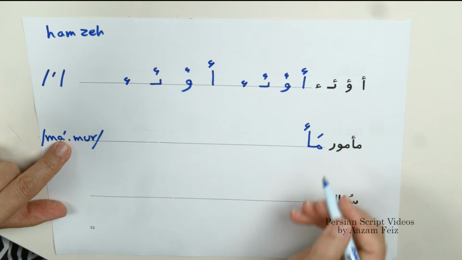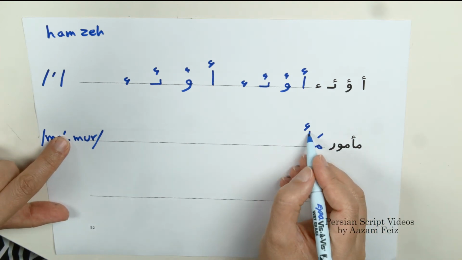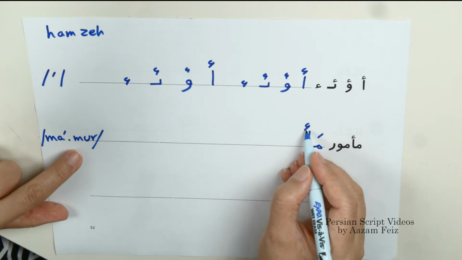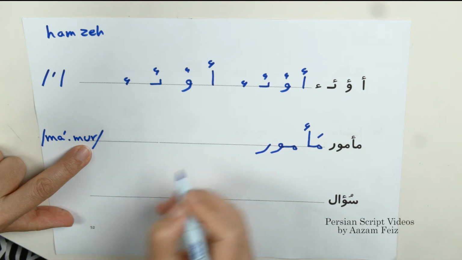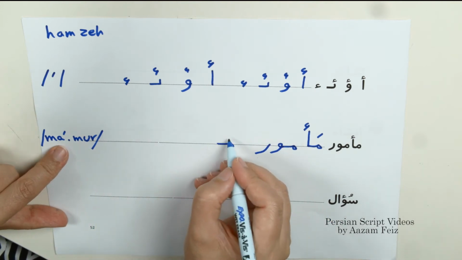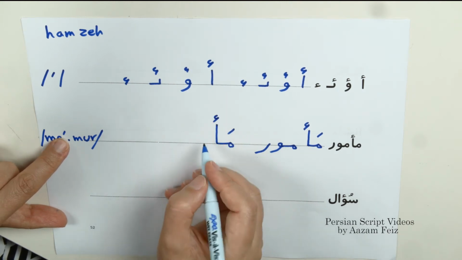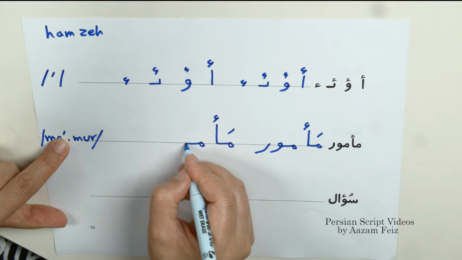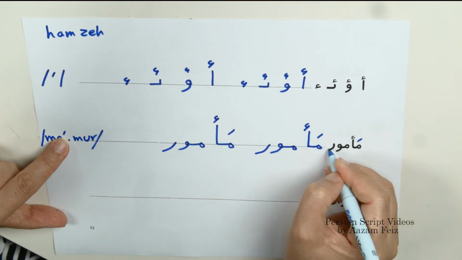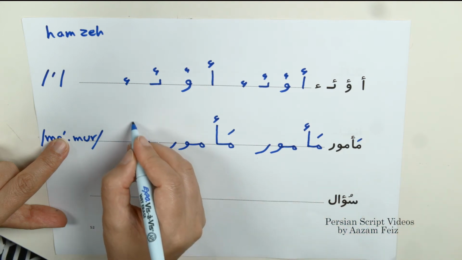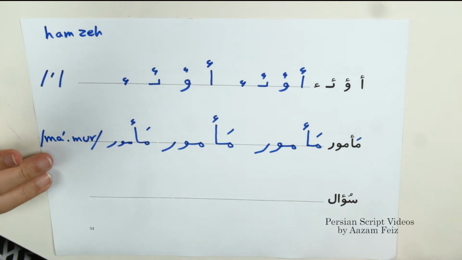So a, and then for hamzeh I have alif, and then this one, and then I have u, r. So a, and then hamzeh, and then u, r. So here I should have ma'mur. People say ma'mur.